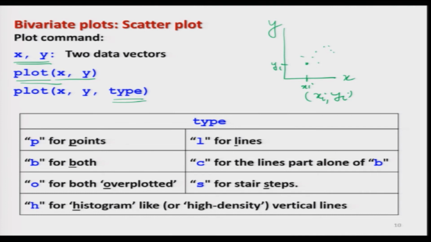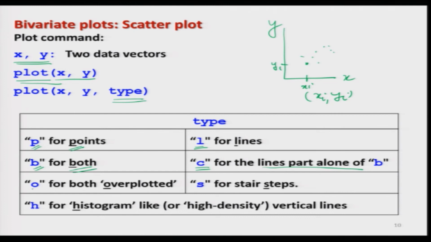For example, one option is the command type. If you use type equal to p, then the graphic will be in the form of points, which is actually the default. If you use type equal to l, then the graphic is in the form of lines. If you use type equal to b, then you will have both points and lines. If you use type equal to c, then there will be only the lines part of b, meaning out of b only lines will be there.